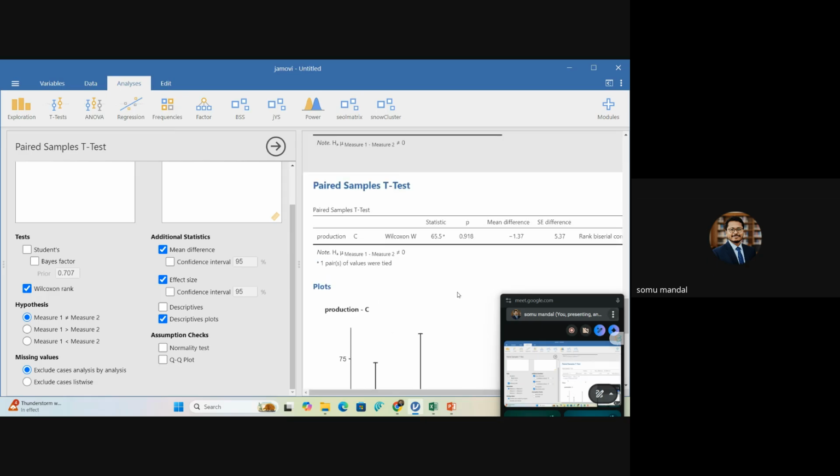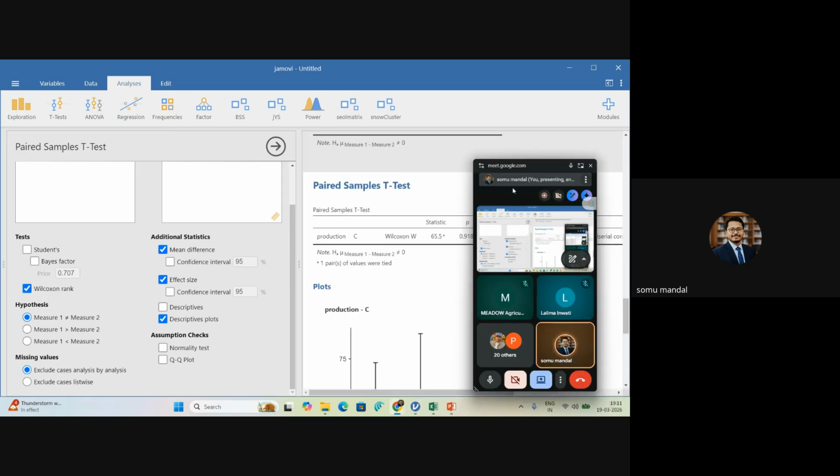Is it clear? Please tell me in the text box, please write down. Is it clear?